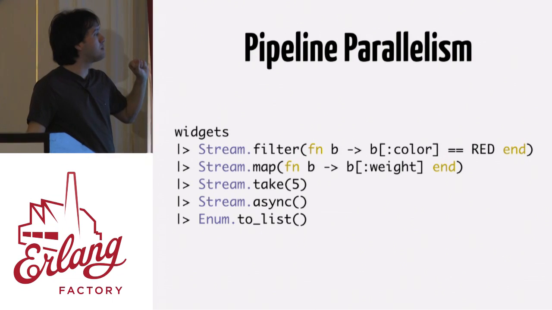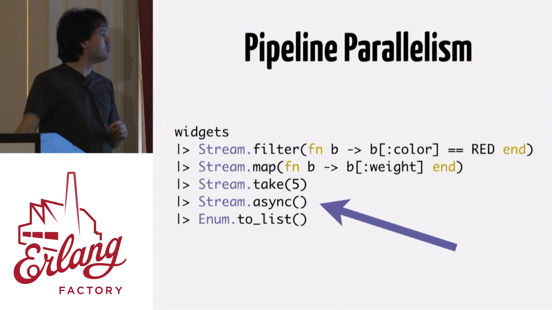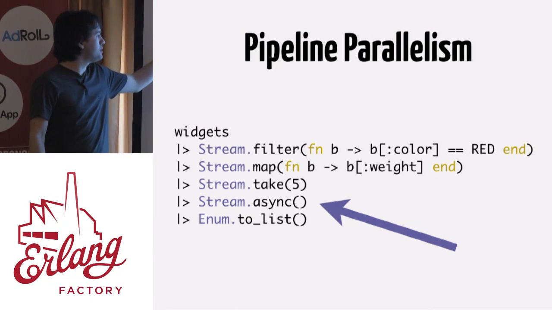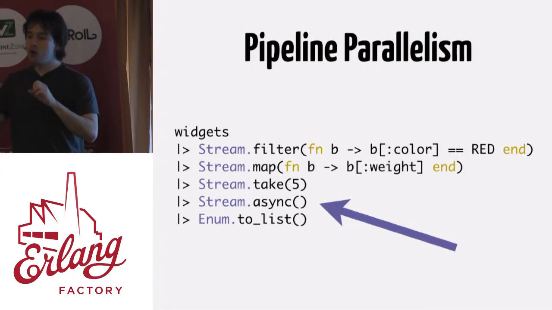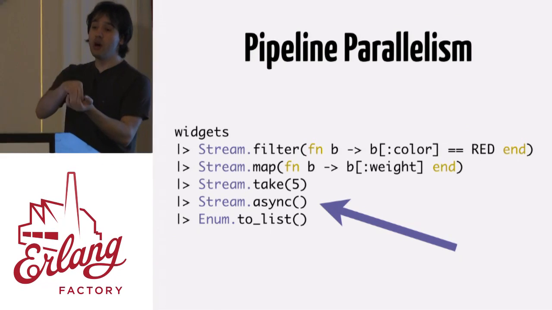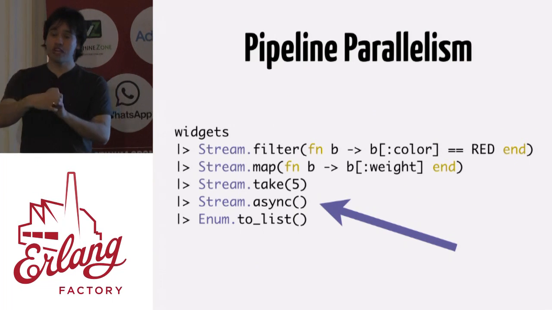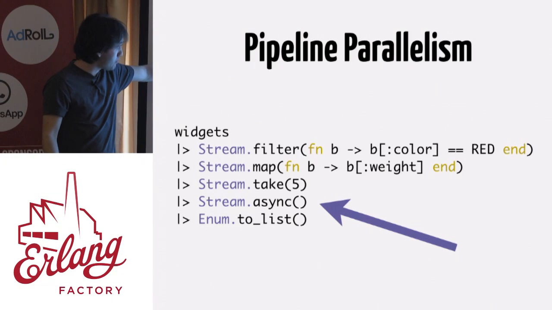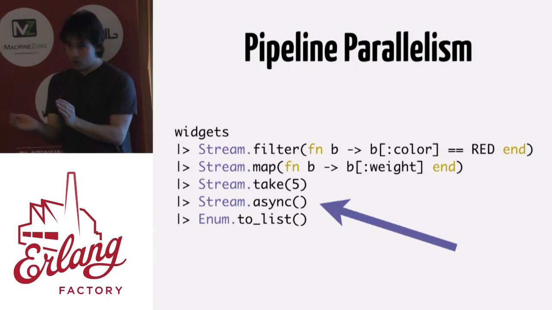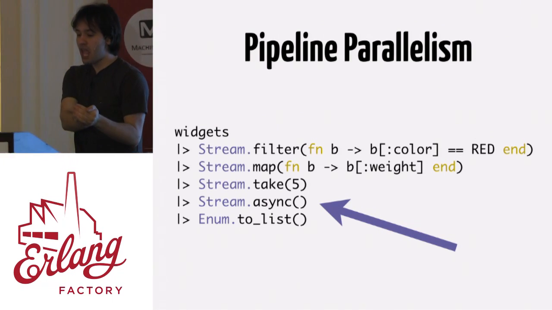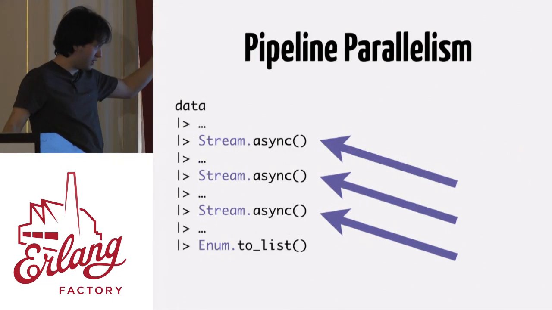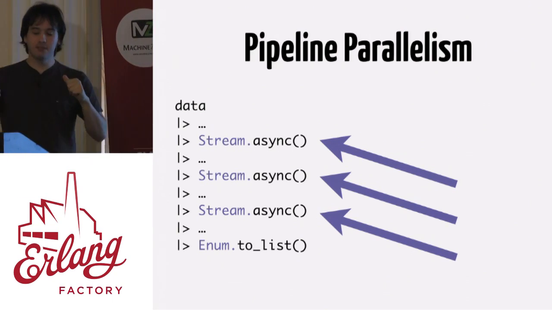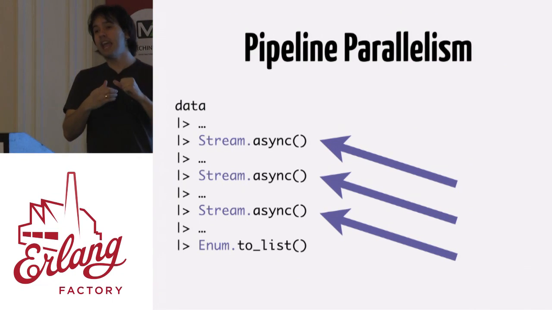So this code is the same as the previous slide, except we added this call here, stream.async. And what this is going to do is, we have all the lazy computations here, filter, map, and take. And when we call stream.async, what it says is, when you want the results, I'm going to create a process to compute everything that you have so far. So all those 3 operations here, everything up to stream async, is going to happen in another process, okay? And we can have pipeline parallelism because if you have a bunch of operations, you can just call stream.async multiple times. And when you call stream.async multiple times, each of those is going to start a different process.